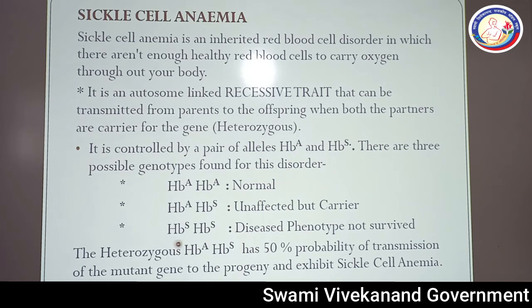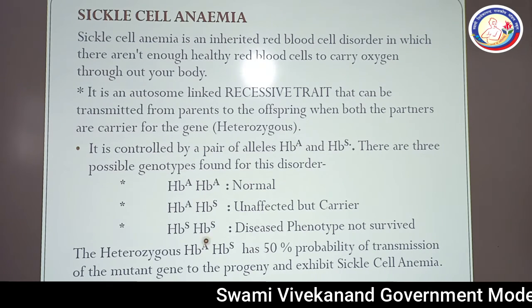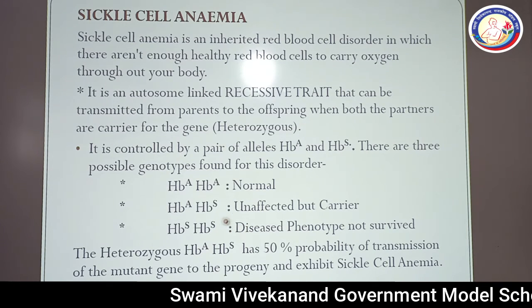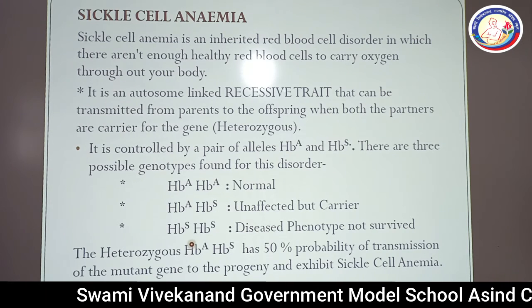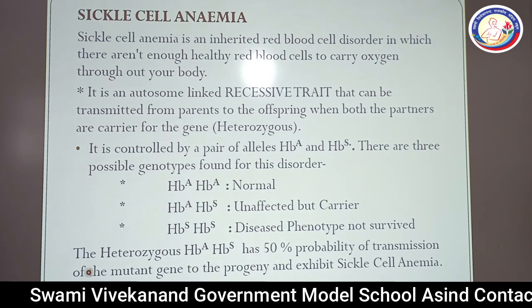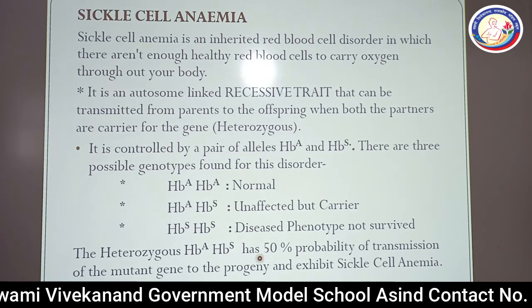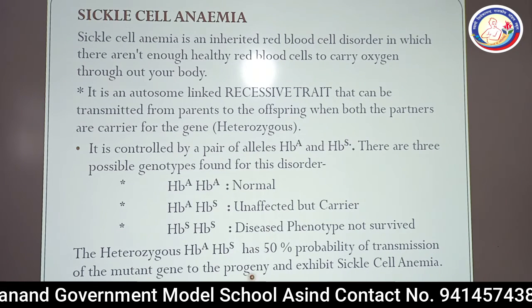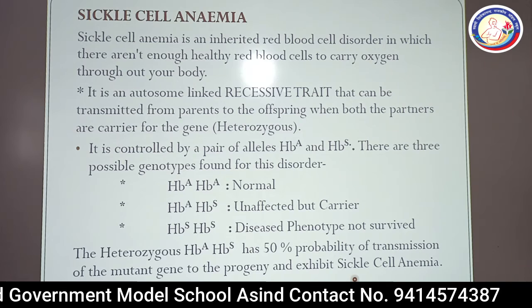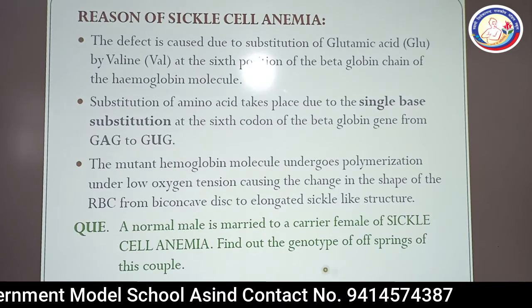So this third type of genotype is not found in the population because as the person is suffering from sickle cell anemia, finally he or she will die. The heterozygous HbA-HbS has 50% probability of transmission of the mutant gene to the progeny and exhibit sickle cell anemia.